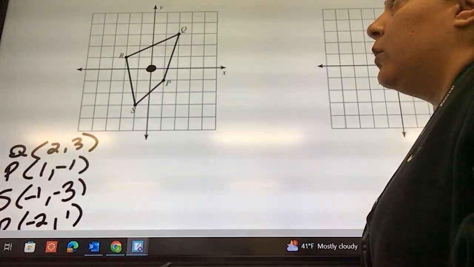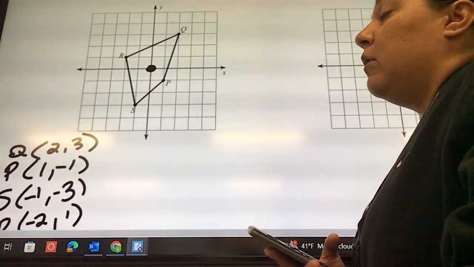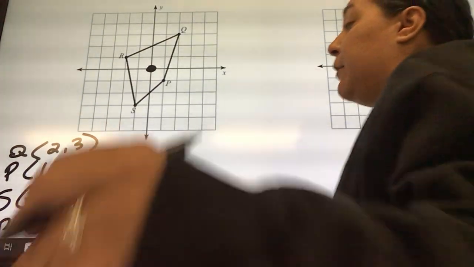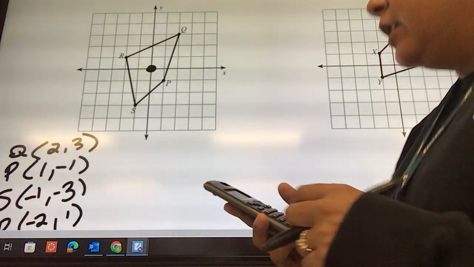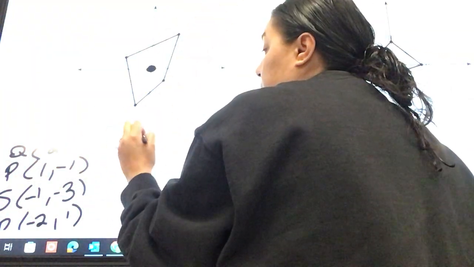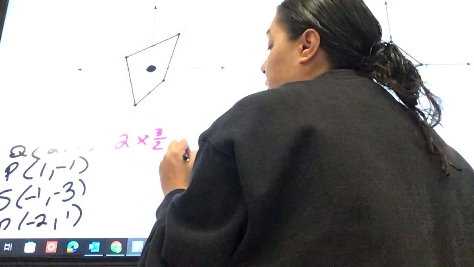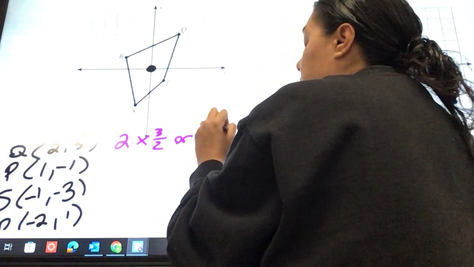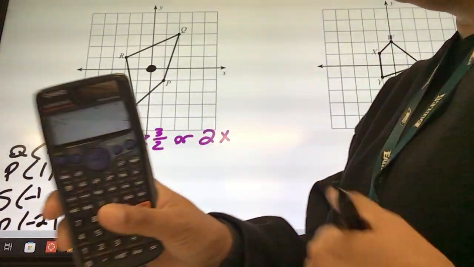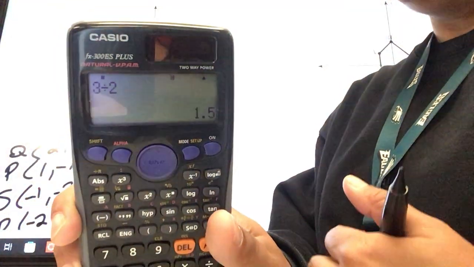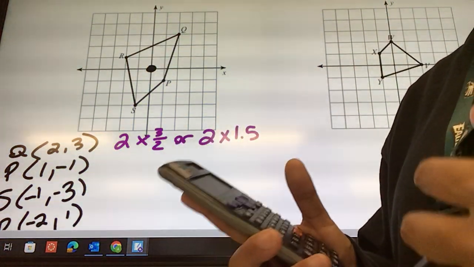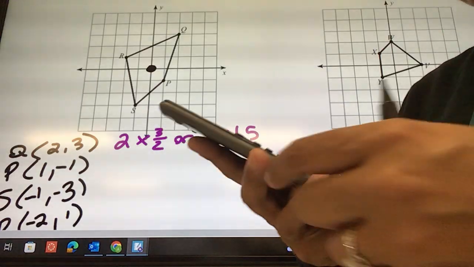There are 2 ways to do this. You can multiply every one on your calculator, and I'm going to show you. You can say 2 times 3 over 2, or you can figure out that the decimal of 3 over 2 is 1.5, so you can say 2 times 1.5. I would almost say do the decimal because it's easier to type.